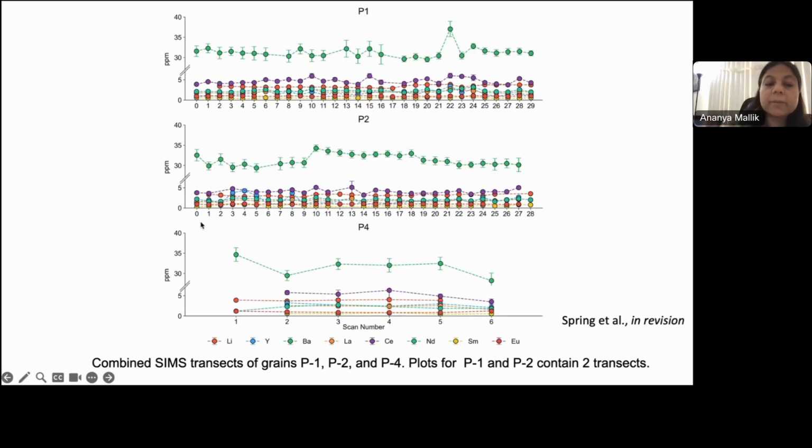And actually, Isaiah came up with a metric to quantify the homogeneity in these grains, which I'm not going to talk about here. But hopefully, once his manuscript is published, you can take a look. And so you can see that these grains are actually very homogeneous, so homogeneous that I don't know if Rick Hervig is on this call, but he commented that it was probably a waste of time and pretty boring.